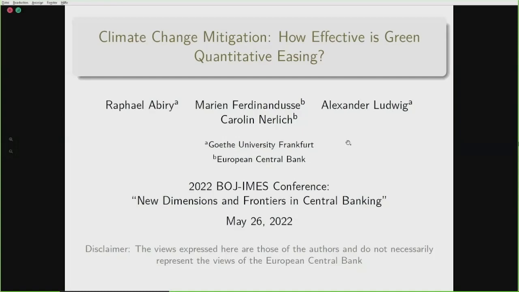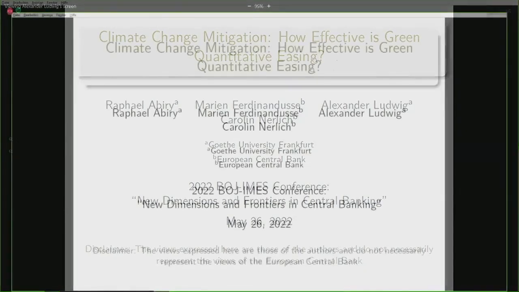So in a way, this paper nicely complements the presentation of Jesus, which we have just seen, for the role of the zero lower bound. And I'm going to point out on various occasions in this presentation why. So this is work on climate change mitigation: how effective is green quantitative easing.